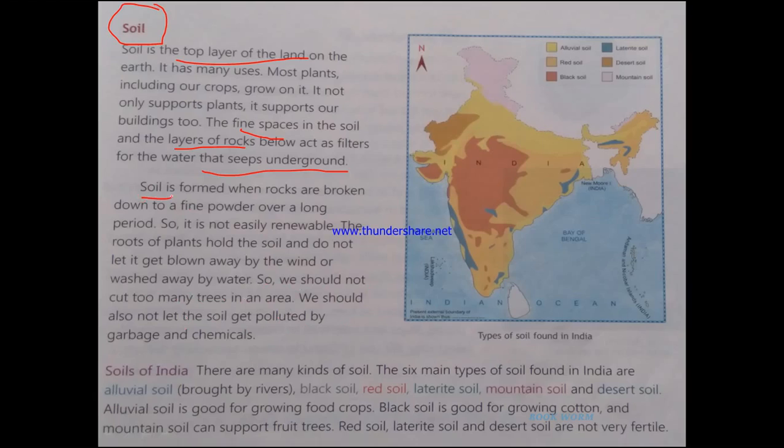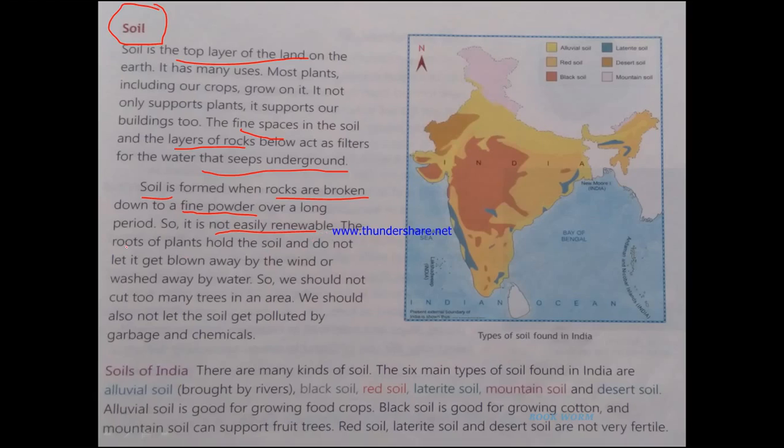Now you see soil, how it is formed. Soil is formed by the breaking of rocks into fine powder. Over a long period of time, with the exposure to wind, water, and rain, these rocks break down into fine powder to form soil. And soil is not easily renewable, because it takes a long time to form, millions of years. So it is not easily renewable.